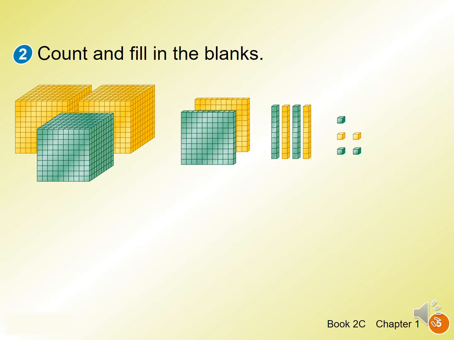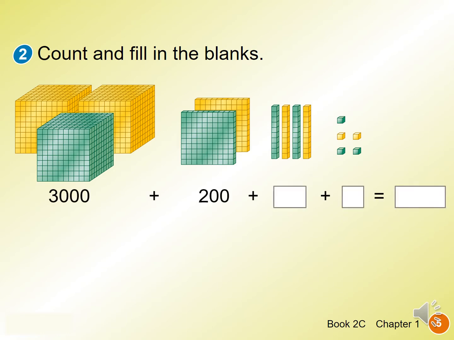Now turn to page 2. We are using counting blocks to show a 4-digit number. So 3 large blocks make 3000. 2 flats make 200. 4 rows of counting blocks make 40. And 5 counting blocks simply make 5. So you need to add up the numbers. 3000 plus 200 plus 40 plus 5 equals 3245.